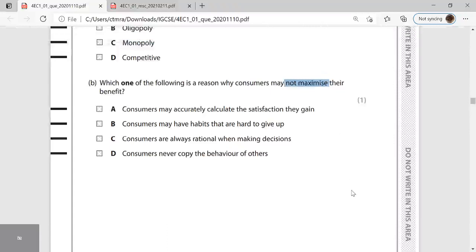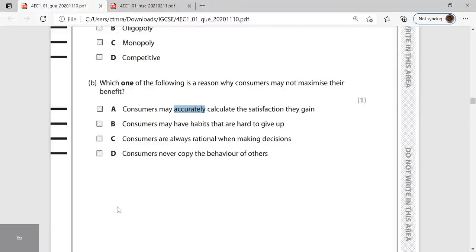Consumers may accurately calculate the satisfaction they gain. Usually it's inaccurate, because if they're accurately doing it, then they will be able to maximize their benefit, but usually they inaccurately do that, which leads to less benefit. So this is not the right answer. If it said inaccurate over here, then it would be the answer.